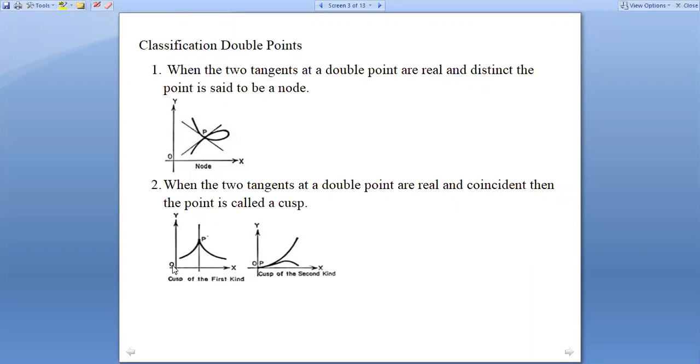There are two kinds of cusp. Either the curve is like this or the curve is like this. It will have the same tangent, so in this case it is called a cusp. And if the two tangents are imaginary, then it is called an imaginary point or isolated point.